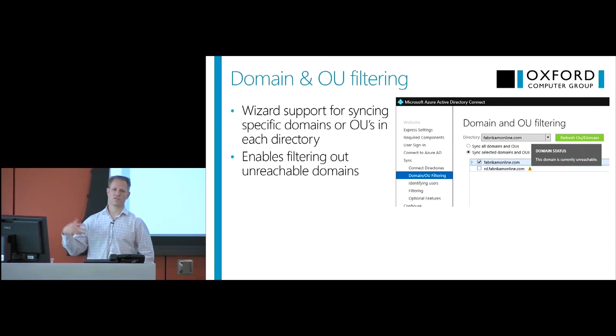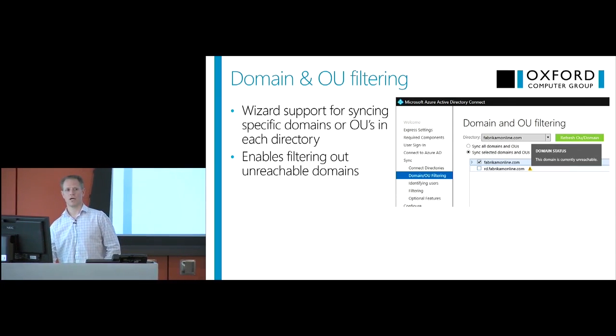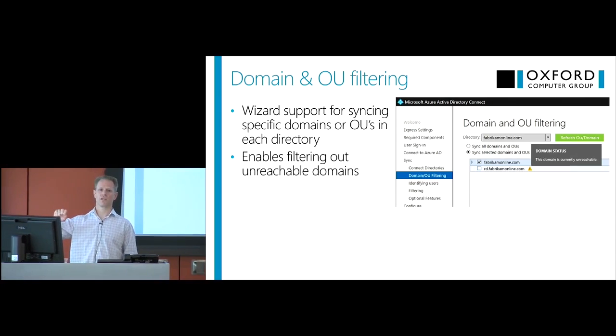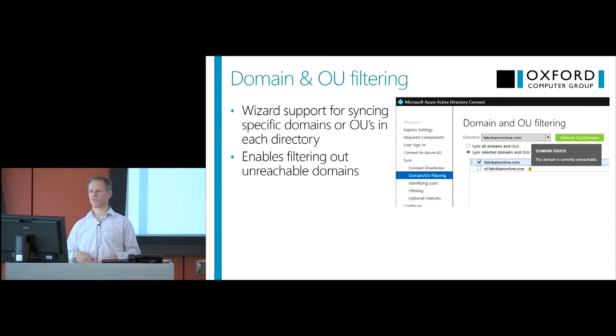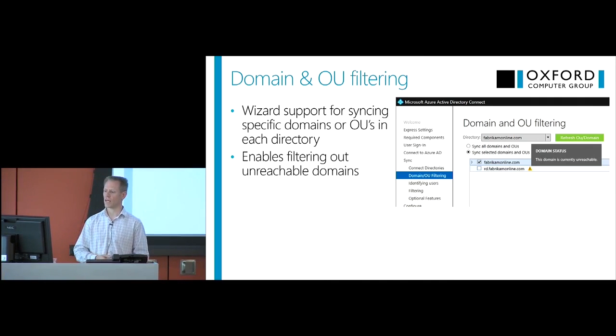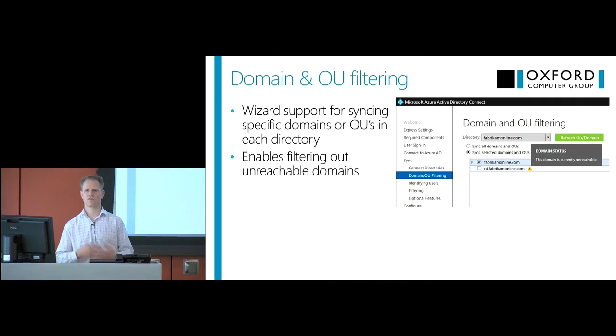Some things that we can do. We used to be able to do OU filtering. We now allow you to filter out domains. Before, if a domain was unreachable, it was the end of your sync. You can now filter that out, and you can select different OUs from different domains. So this gives you a more flexible view of filtering out the data that comes through.